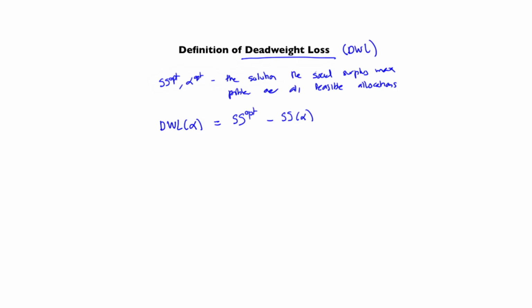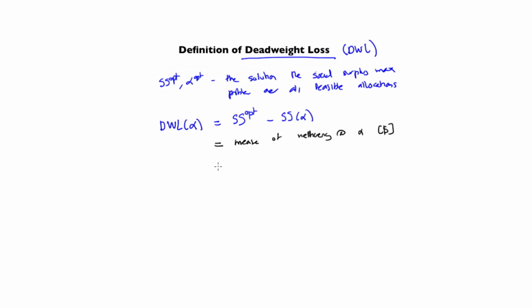And let's think of different ways of understanding what this deadweight loss is. One is a measure of inefficiency, or what is the inefficiency at alpha measured in dollars. Notice that SS optimal is the maximum possible social surplus that a feasible allocation can have. So necessarily this number is a positive number that only takes a value of 0, its minimum possible value, when the allocation alpha is efficient itself.